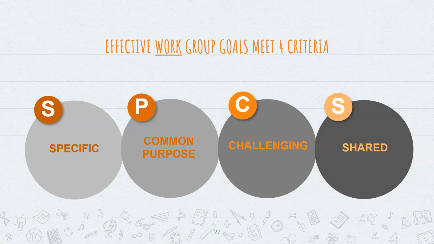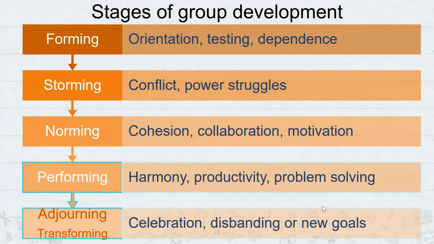Okay, we move into chapters 9 and 10. So work groups, and this is specific to work groups. Goals that they have meet these 4 criteria. They're specific, they have a common purpose, they're challenging, and they are shared. Remember the stages of group development: forming, storming, norming, performing, and then either adjourning or transforming. Make sure that you understand the process that a group goes through and what happens in each of these phases.